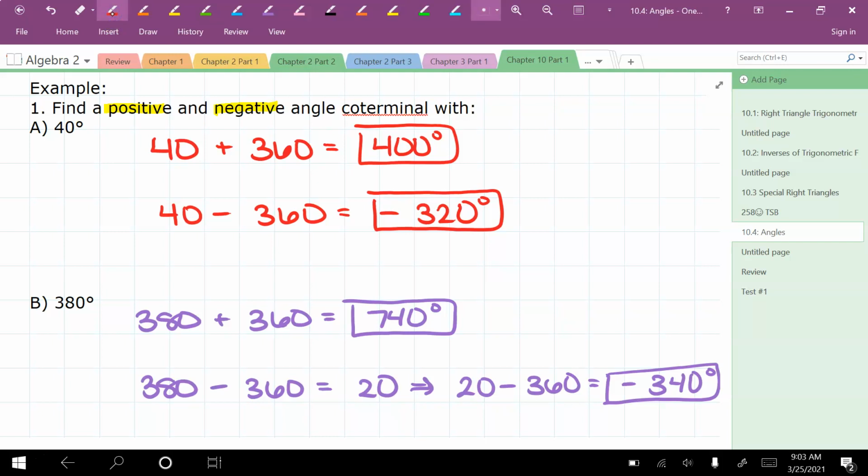So that's that case I was talking about a little bit ago, that if you don't get a negative the first time you subtract, you have to subtract again to get to that negative side. And if you have to subtract more than twice, you can do that too. It just depends on how many times you have to do it until you get to a negative number.